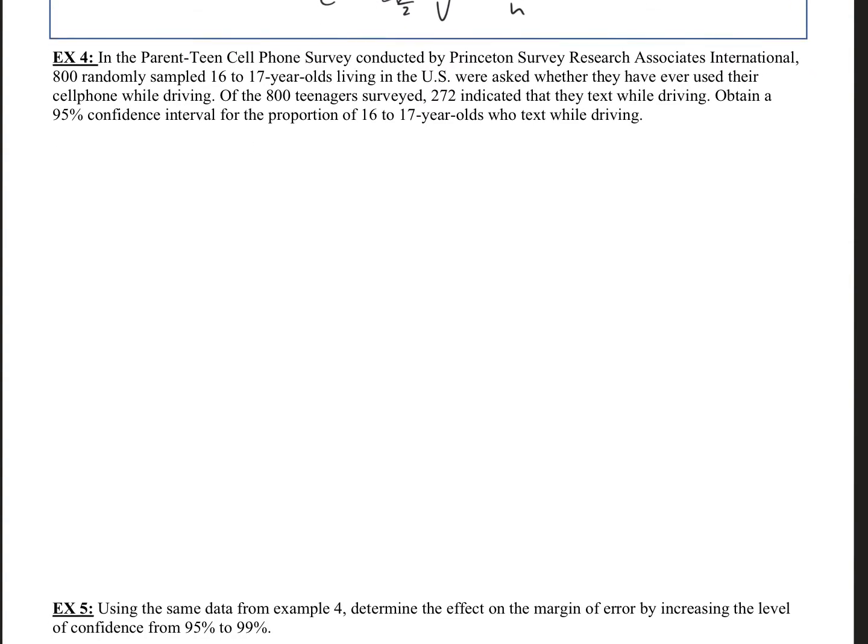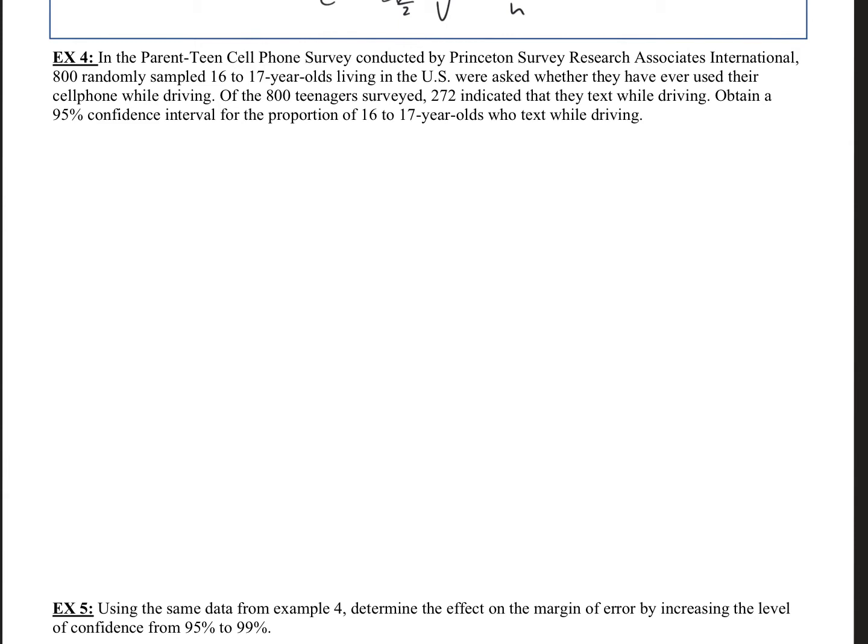So example 4. In the Parent Teen Cell Phone Survey conducted by the Princeton Survey Research Associates International, that's a mouthful, 800 randomly sampled 16 to 17-year-olds living in the U.S. were asked whether they have ever used their cell phone while driving. Of the 800 teenagers surveyed, 272 indicated that they text while driving. Obtain a 95% confidence interval for the proportion of 16 to 17-year-olds who text while driving.